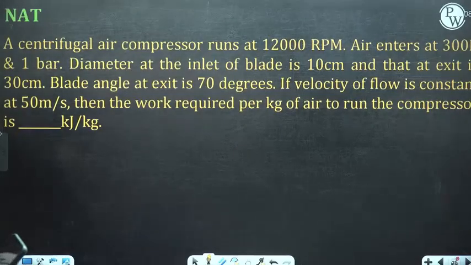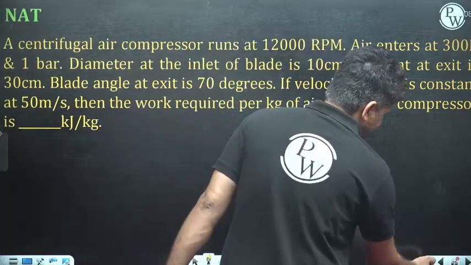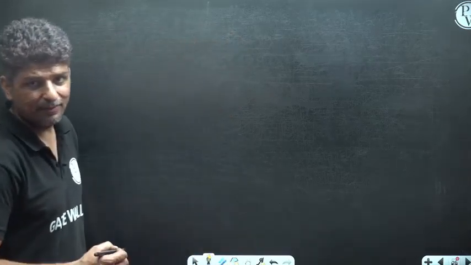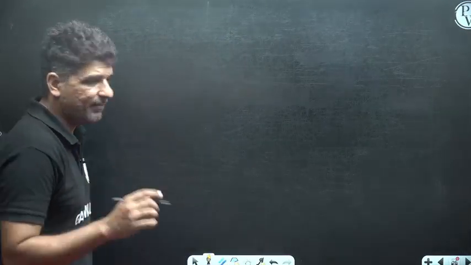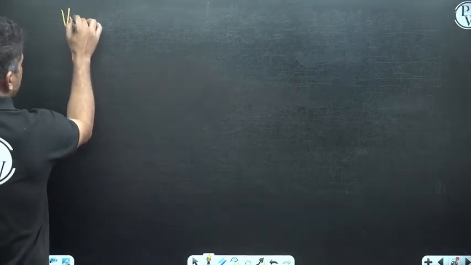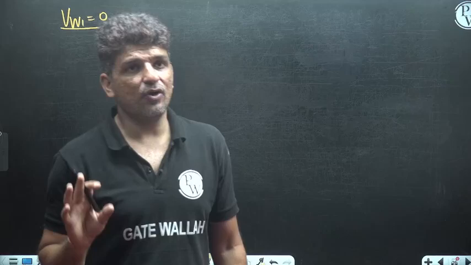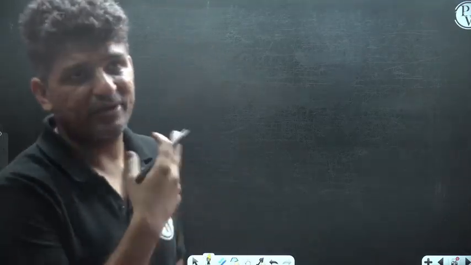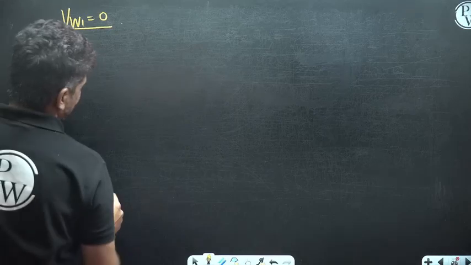If the velocity of flow is constant at 50 meter per second, then the work required per kg of air to run the compressor is... So to calculate this, we know that the blades are not radial at exit, but generally the blades will be radial at inlet. So VW1 is 0. Unless the pre-whirl is given, VW1 will always be 0. Okay, so now we will draw the exit velocity triangle.